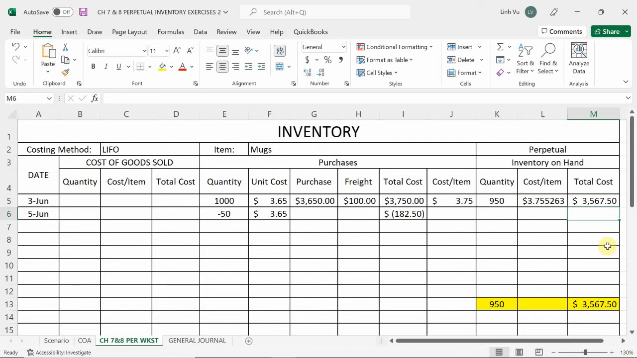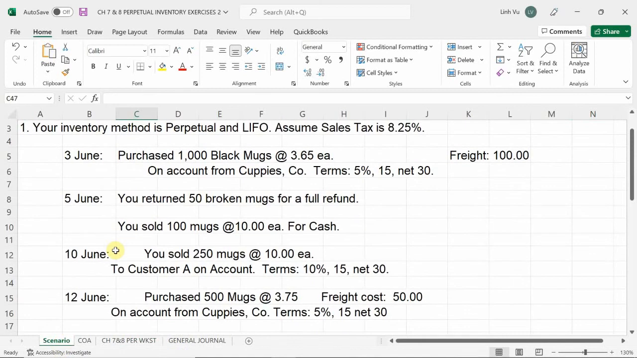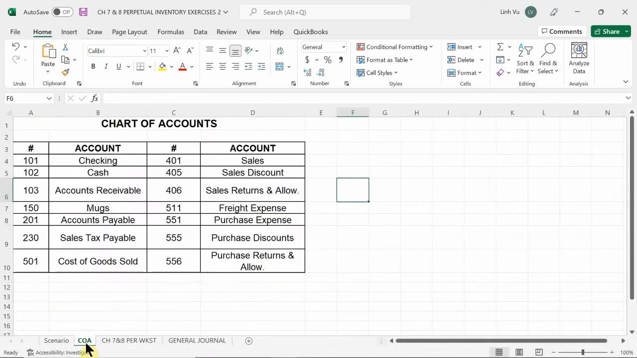So there's the refund. Okay. Let's see what's next. So I end up selling 100 mugs for $10 each for cash. Okay, so in this case, what would I be needing? I also need to collect sales tax. We already said it was 8.25%.